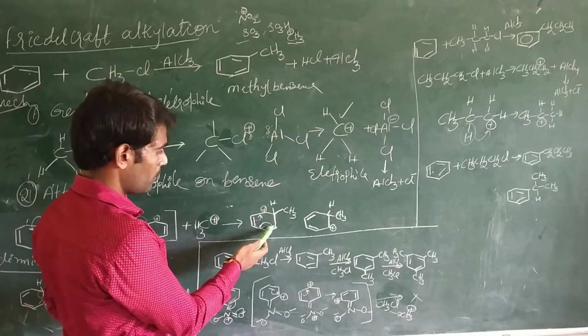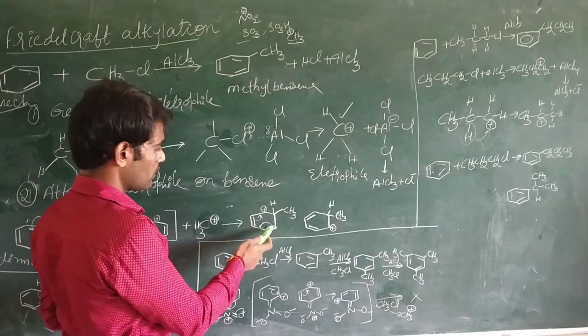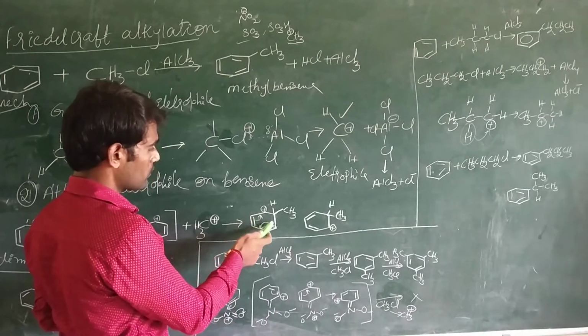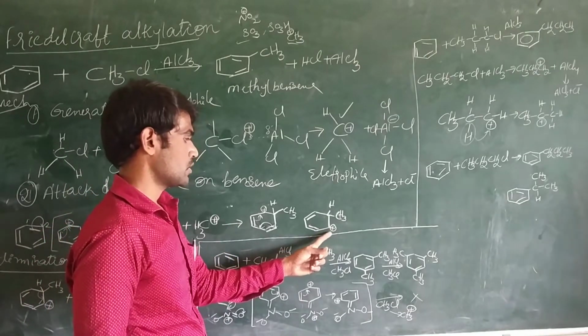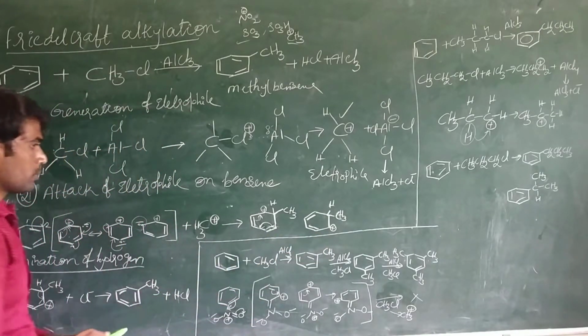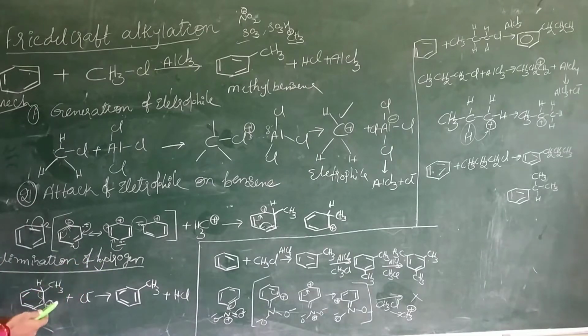We explained in our last class also, the shifting of bonds takes place, and finally we are getting positive charge at the third position, the meta position. And finally, the third step of the reaction is the elimination of hydrogen atom, or formation of product. What happened here?